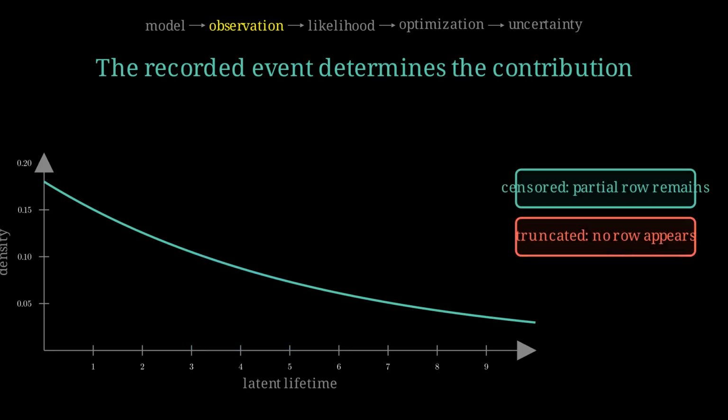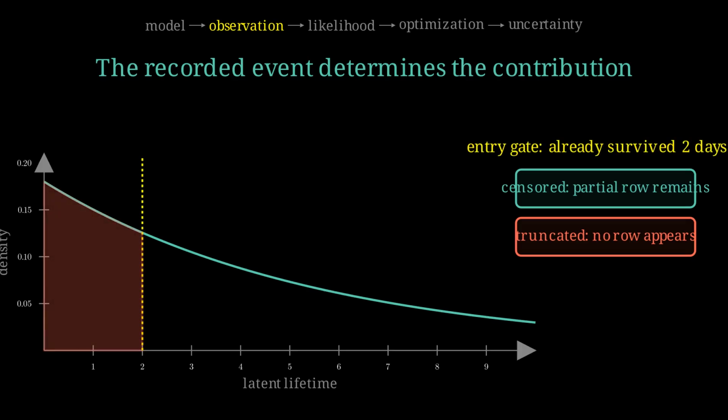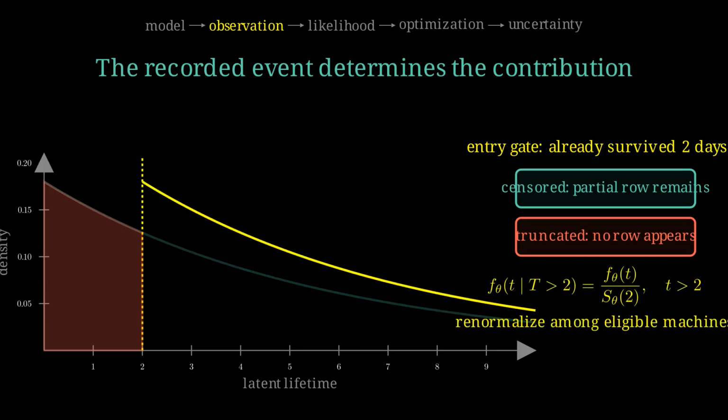Truncated sampling is different. A censored machine leaves a partial row, a truncated machine never enters the table. If a study enrolls only machines that have already survived 2 days, the observed density must be conditioned on passing that entry gate. That conditioning denominator renormalizes the distribution among machines eligible to appear.